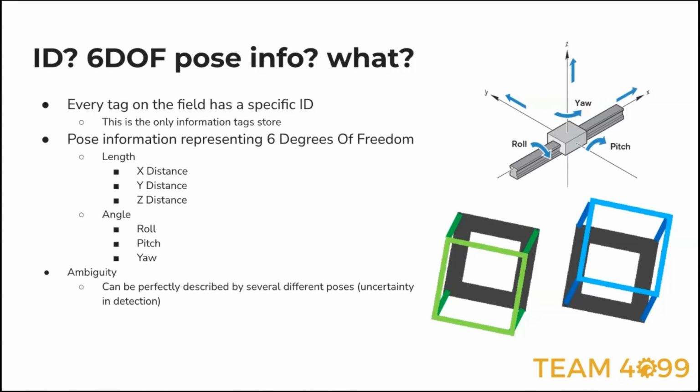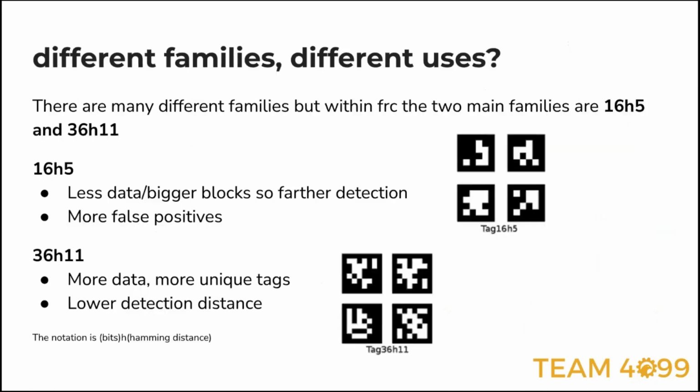So that means that tag detection is going to have higher ambiguity compared to one where it's just one of these boxes. So this may not make sense right now in how you actually use this information, but it becomes really important in the future.